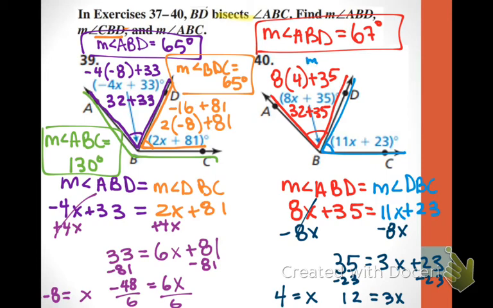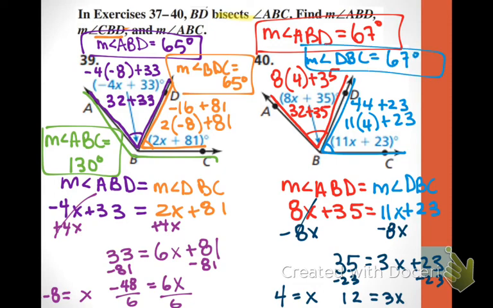Then we're going to find the measure of angle DBC. Do the same thing. 11 times 4 is 44. Plus 23 is 67. Good. Then the last one, the measure of angle ABC. Go ahead and add them together. What is 67 plus 67? 134.